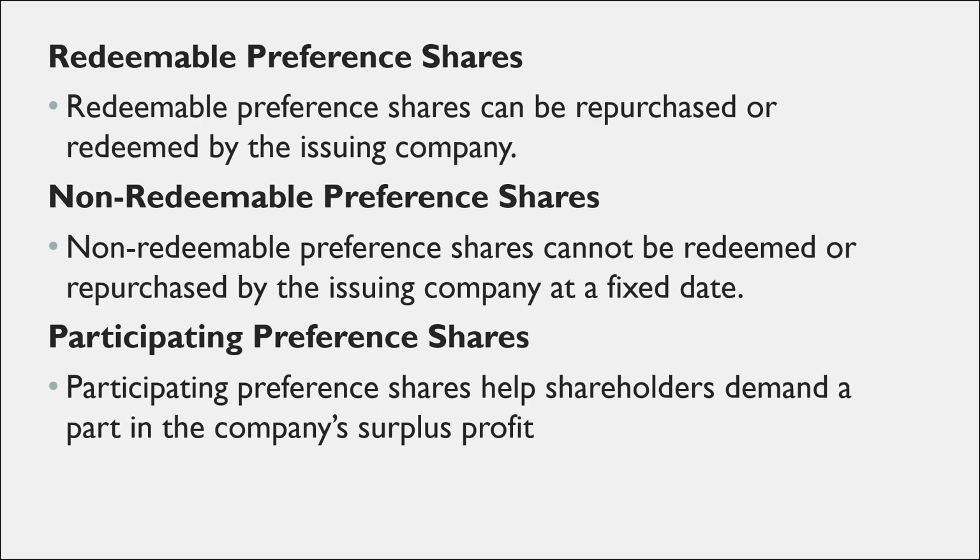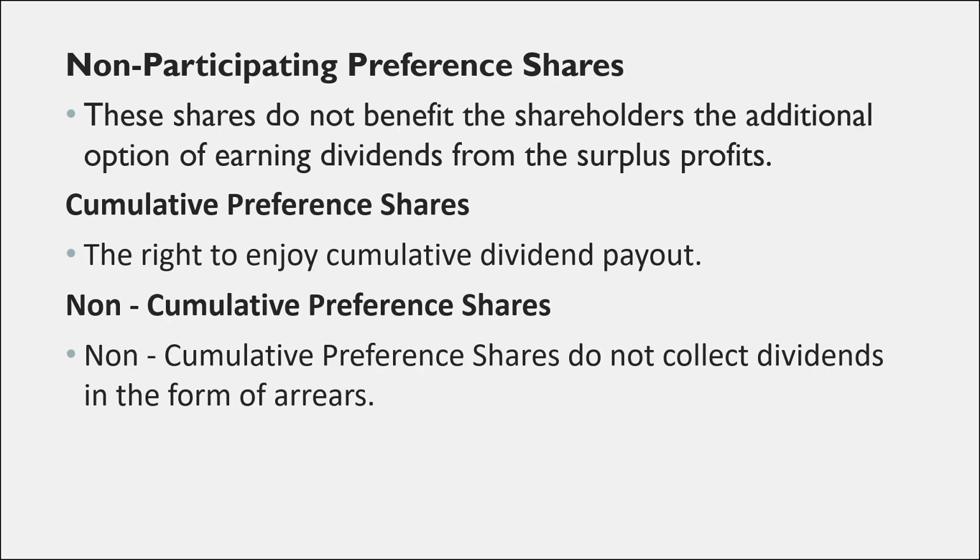Participating preference shares. These participating preference shareholders have a right to take part in the company's surplus profit after getting dividend. They have full right to share the company's surplus profit. Next is non-participating preference shares. They cannot participate in the additional surplus. They have only the right to earn dividend from the surplus profit.